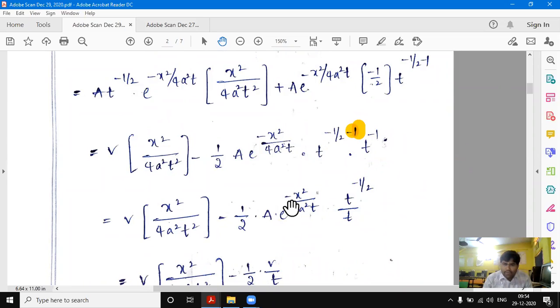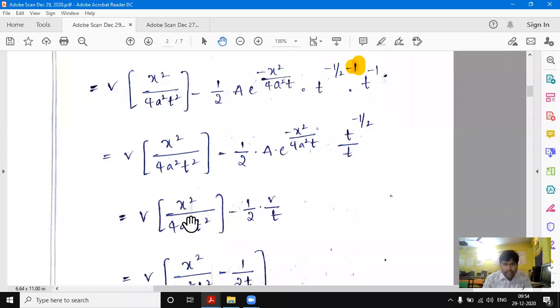So a into e power of minus x square by 4a square t into t to the power of minus 1 by 2. So t power of minus 1 by 2 we can write in the denominator, because a to the power of minus 1 is equal to 1 by a. So v into x square by 4a square t square minus 1 by 2 into, so in place of this again we can write v, a into e power of minus x square by 4a square t into t power of minus 1 by 2. So in place of this total term we can write v.